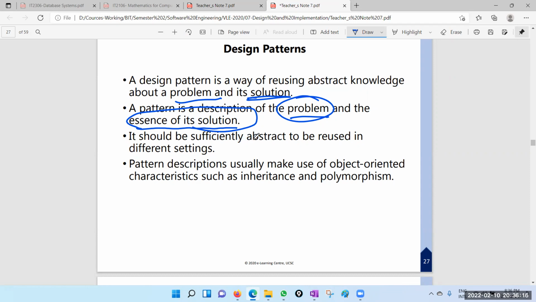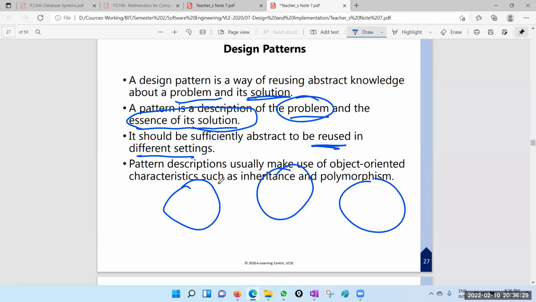It should be sufficiently abstract to be reused in different settings. So if it is abstract, we should be able to use it in different contexts, different situations. If it is not abstract or not generic, we will not be able to reuse it. So in order to reuse it, we want to abstract it and identify the problem and the solution so that we can reuse it in similar situations. Okay.